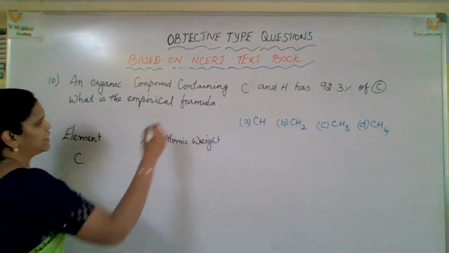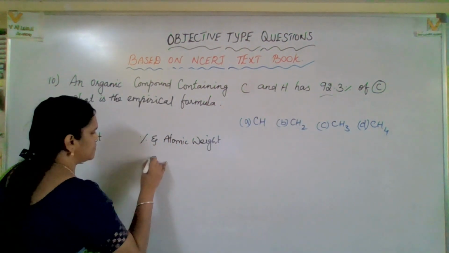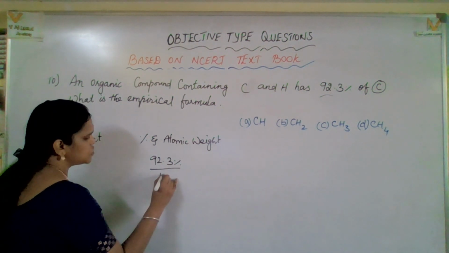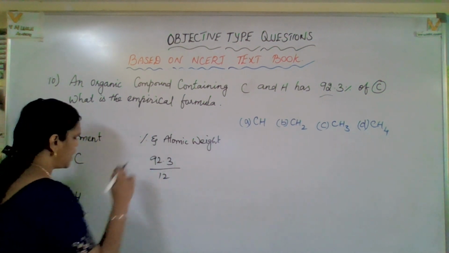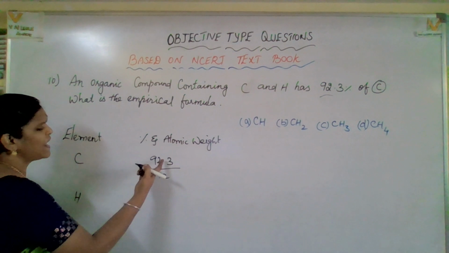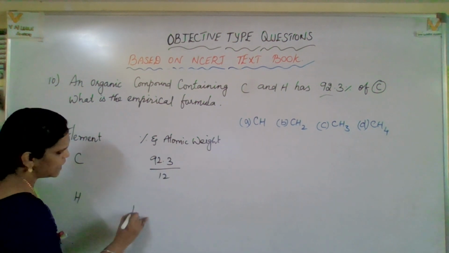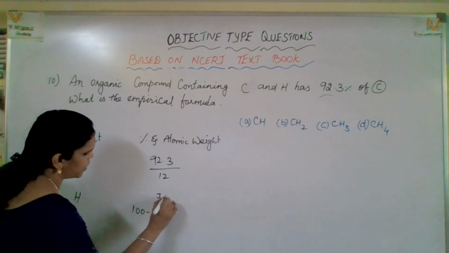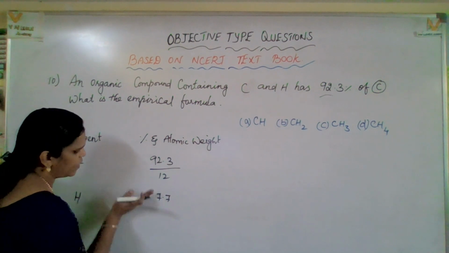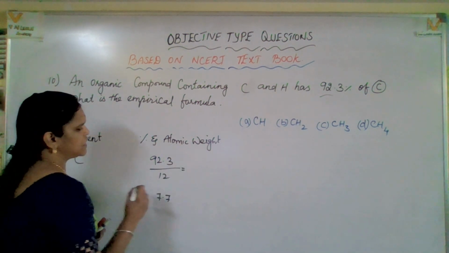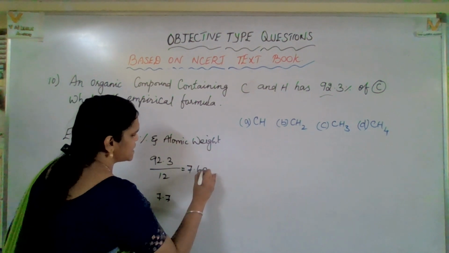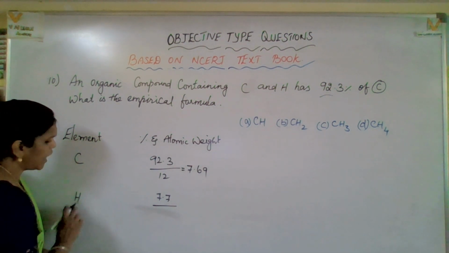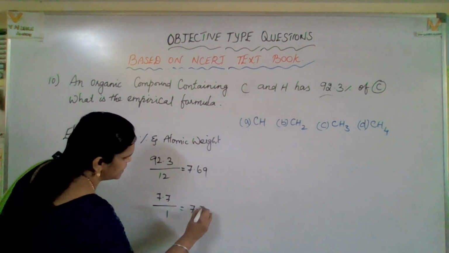Okay, so the percentage they have provided here is 92.3 percentage, and atomic weight of carbon is 12. And here hydrogen is the remaining amount from 100. So here, 100 minus 92.3, you will get 7.7. Okay, now let us go for that. So here what is the answer? You will get 7.69. Whereas here what is the atomic weight of hydrogen? 1. So you will get 7.7.